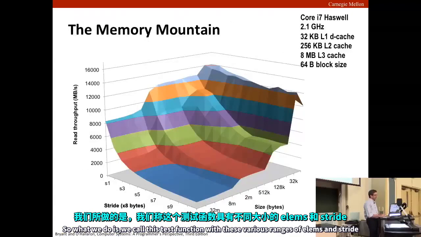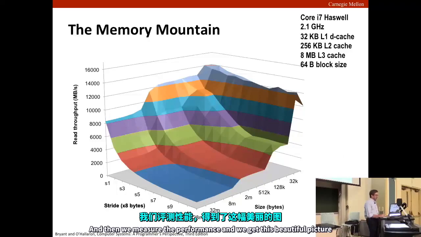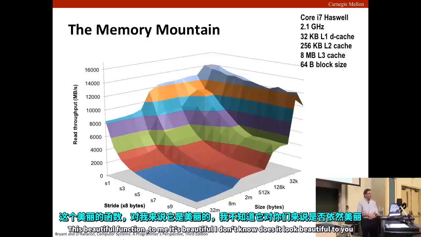So what we do is we call this test function with these various ranges of elements and stride, and then we measure the performance, and we get this beautiful picture, this beautiful function. To me, it's beautiful. I don't know. Does it look beautiful to you?